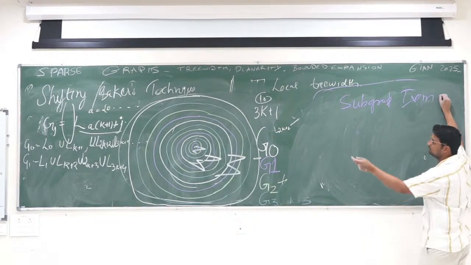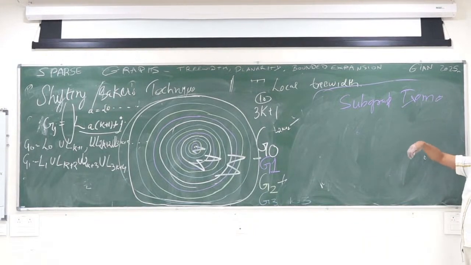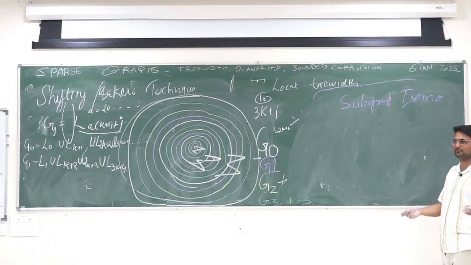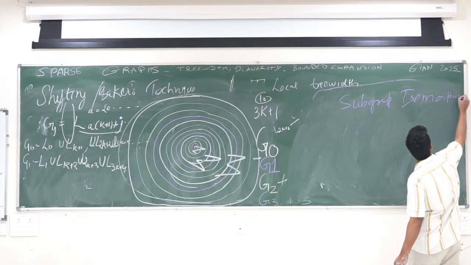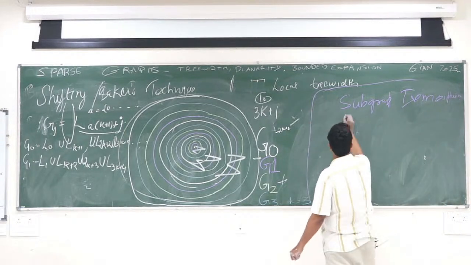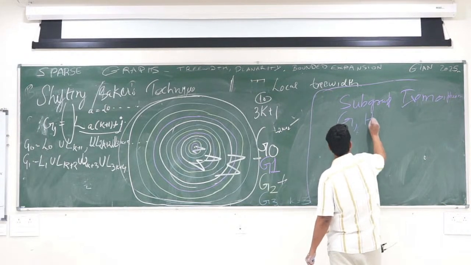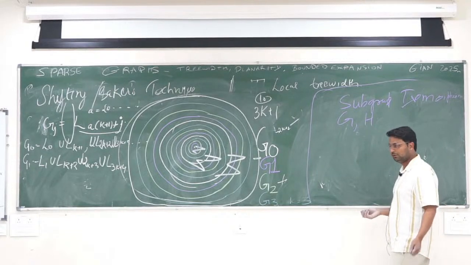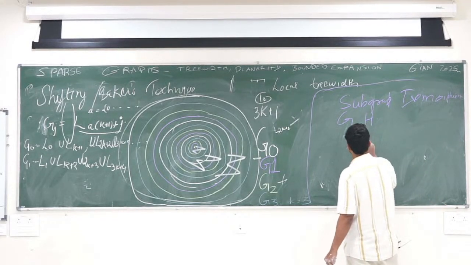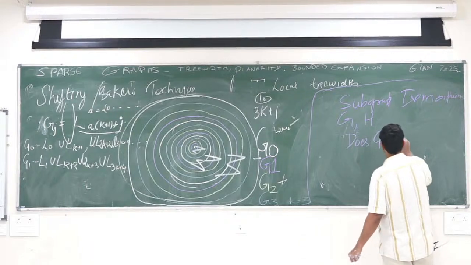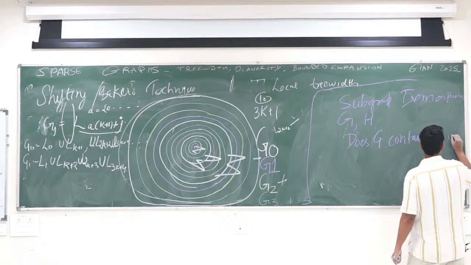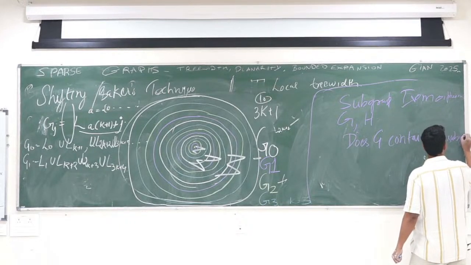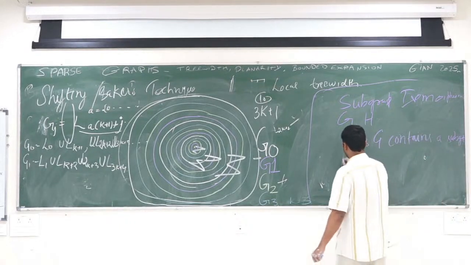So I am just giving an example of a problem so that we at least have some motivation why we studied all this and why this becomes important. Subgraph isomorphism. So here you are given a graph G and a graph H, and what you want to know is: does G contain a subgraph isomorphic to H?